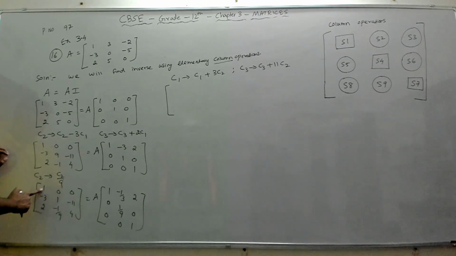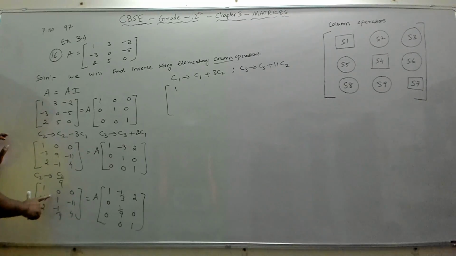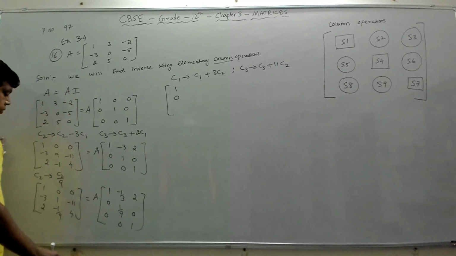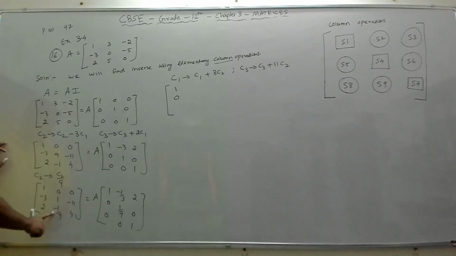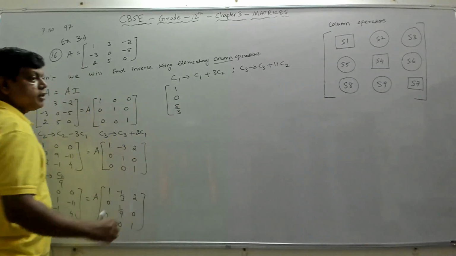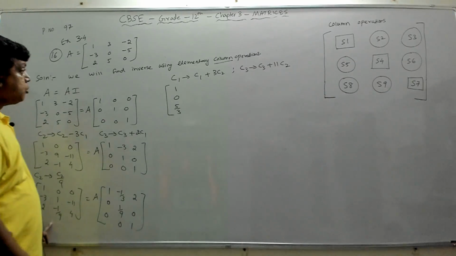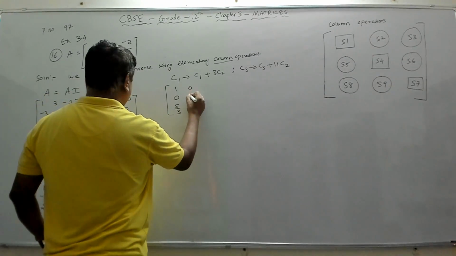So C1 is 1 minus 3 times 0, which will give you 1. Then minus 3 plus 3 times 1 will give me 0. And 2 plus 3 times minus 1 by 9. That will give me 2 minus 1 by 3, and 2 minus 1 by 3 will give me 5 by 3. Clear? Then C2 has no change. I will write C2 as it is: 0, 1, minus 1 by 9.